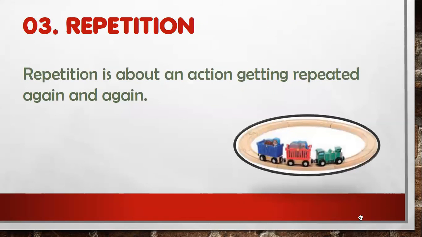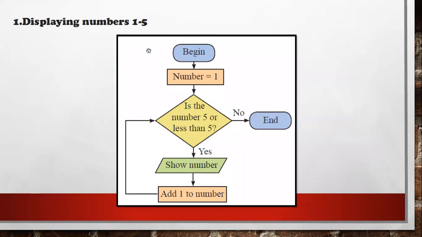Okay, the last control structure: repetition. Can you remember the word repeat? Repeat means occurring something again and again. Here, repetition means an action getting repeated again and again. Here, displaying numbers from 1 to 5. This is repetition. This is the flow chart.